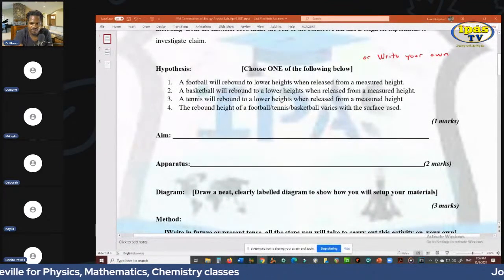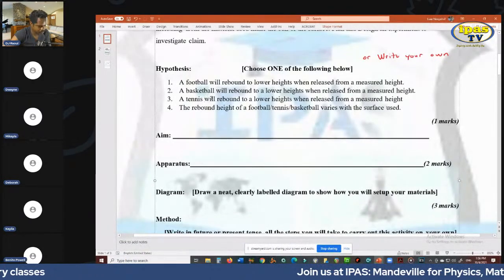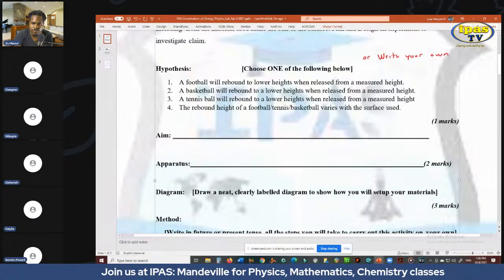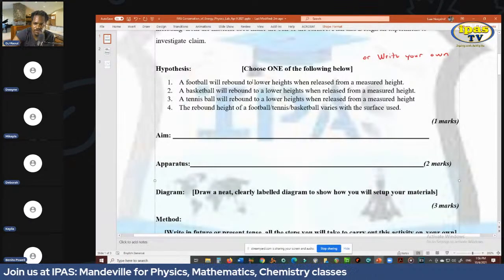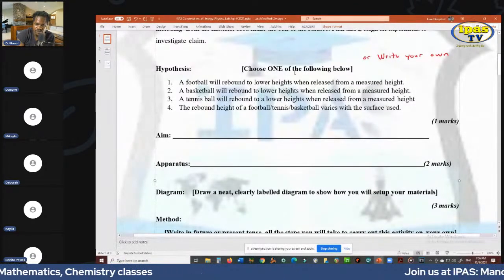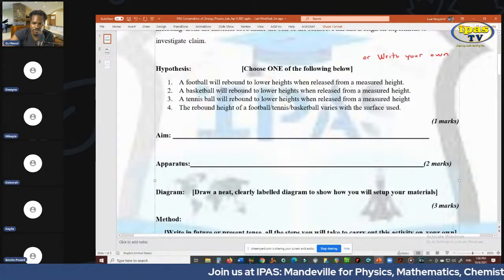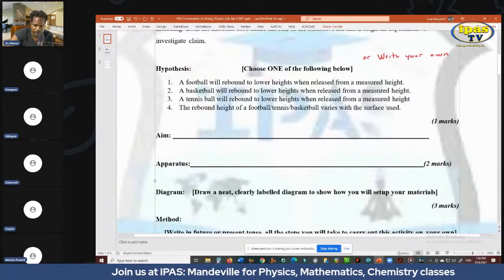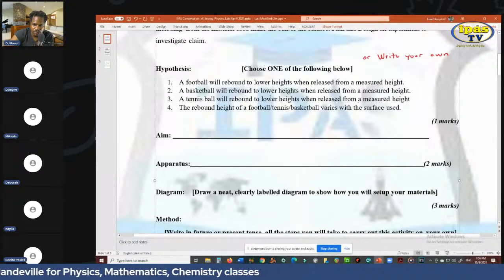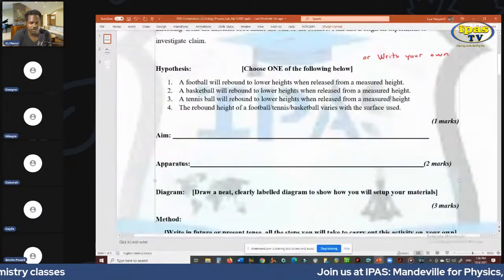Third one says tennis ball. Let's put in the right word here. A tennis ball will rebound to lower heights. And let's take out the articles here. The article is not necessary. There you go. So basketball will rebound to lower heights when released from a measured height. And the third one says tennis ball will rebound to lower heights when released from a measured height. All right. Anybody feeling this one?